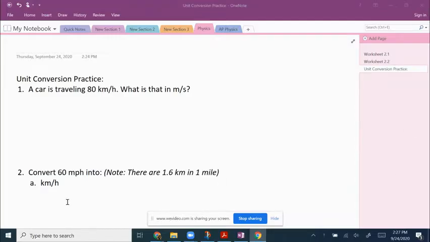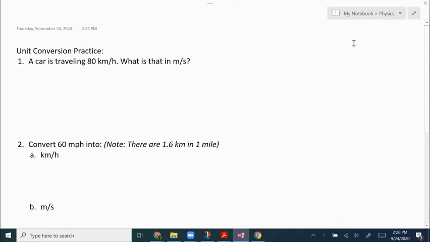All right. In this video, we're going to go over how to do the unit conversions since we ran out of time. So here we go. A car is traveling 80 kilometers an hour. What is this in meters per second?